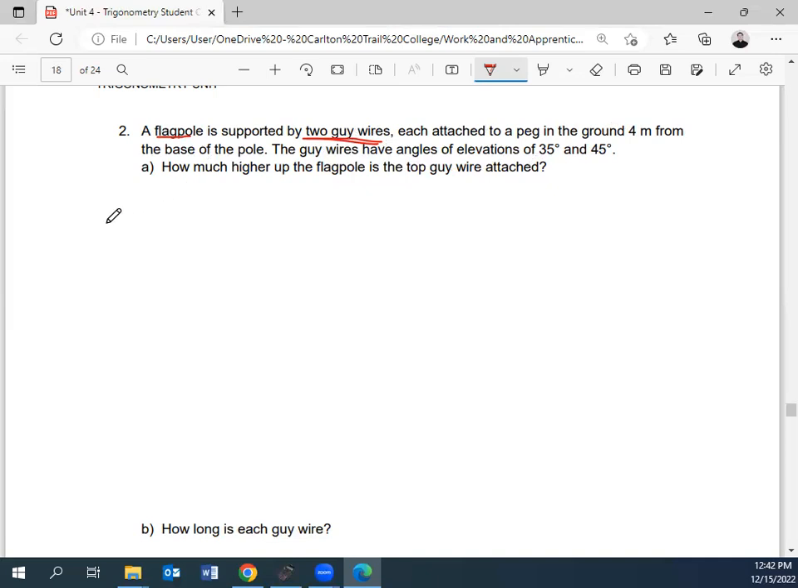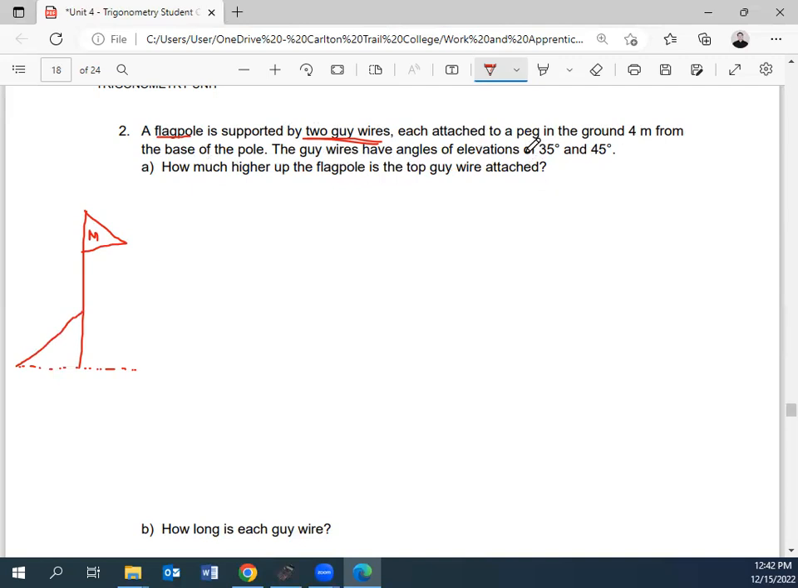Okay, so I have a flagpole. So I'm going to draw that. There, it's a nice flag up there. Put a little M for Mario. Whenever I think of flagpoles, that's what I think of. So it's supported by 2 guy wires, each from the ground 4 meters from the base of the pole. Those are the support wires you see sometimes, like this.